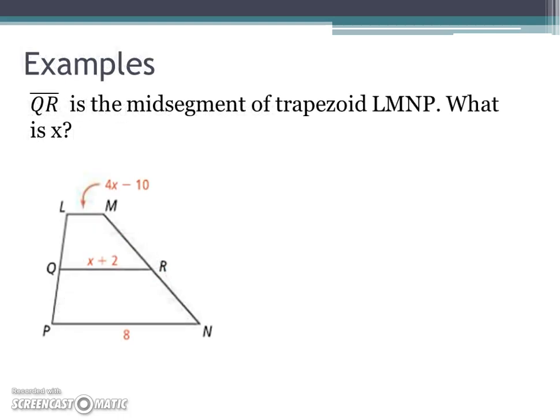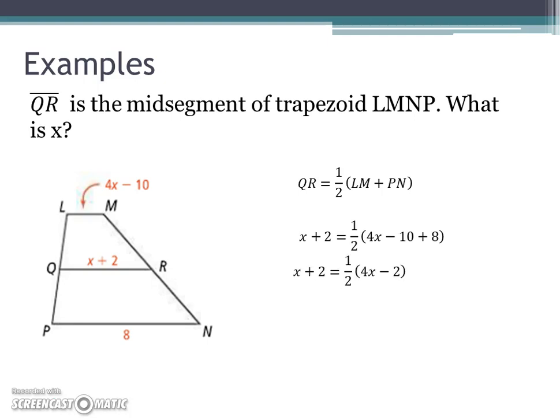Our next example, here we have midsegments. So we're going to add the bases, 4x minus 10 plus 8, and then we're going to divide by 2. And it equals the midsegment, which is x plus 2. So now we combine like terms, negative 10 and 8 make negative 2. And we're going to take half of 4x minus 2, which gives us 2x minus 1. Subtract x from both sides, add 1 to both sides, x equals 3.